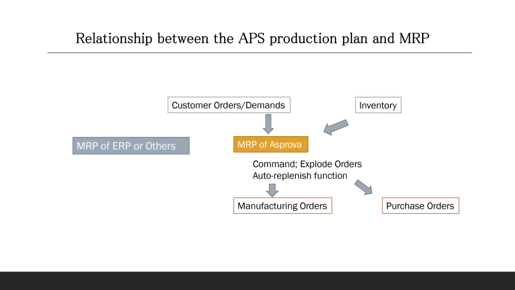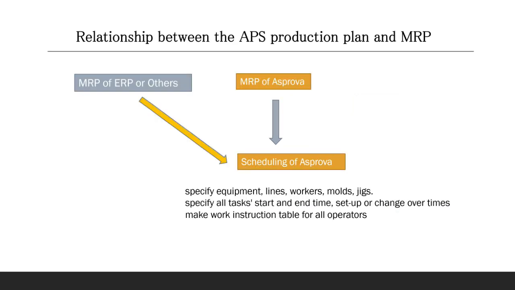Asprova generates manufacturing orders and purchase orders based on the customer orders and inventory. The manufacturing and purchase orders are generated by automatic replenishment functions. These works are almost the same as general MRP. Therefore, many users use ERP's MRP and put the results into Asprova.